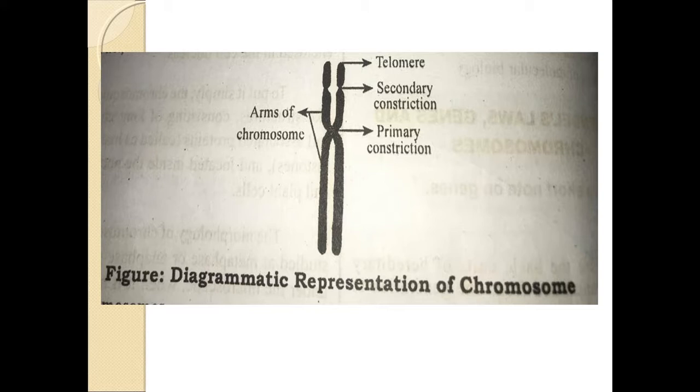The short arm of the chromosome we will call as P arm, and the long arm of the chromosome we call as Q arm. And we have here the telomere, the end of each chromosome. Telo means end. The end of each chromosome we call as telomere.